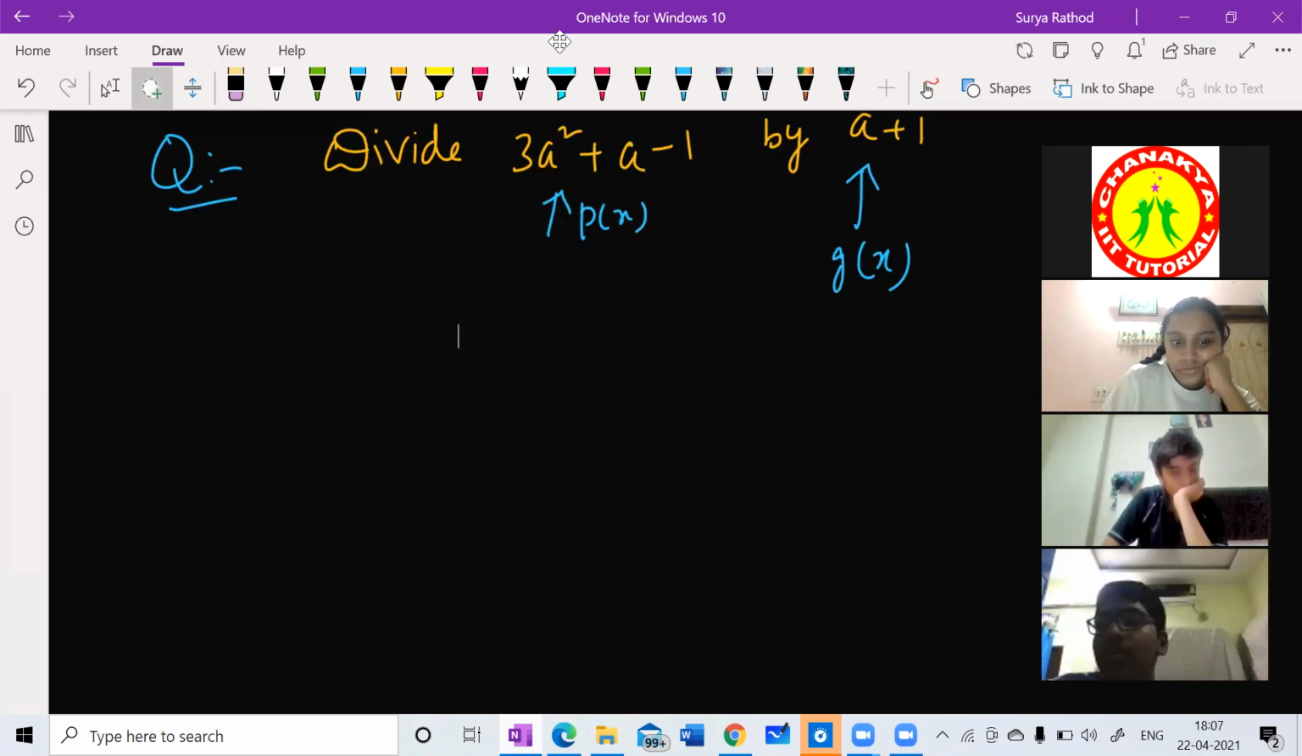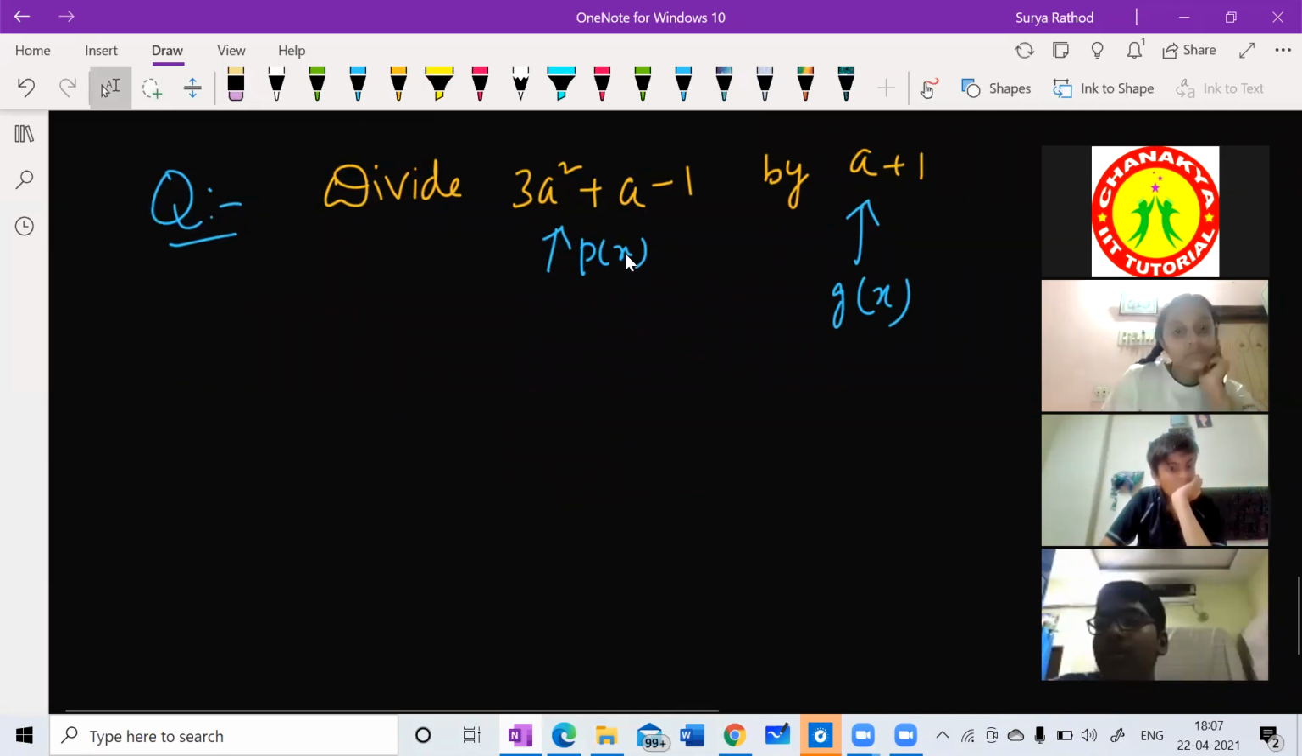Look at this here. The p of x function is what? 3a square plus a minus 1. This is p of x. What is my g of x now? A plus 1. I'm supposed to divide this p of x by a plus 1, which is g of x. How can I divide?